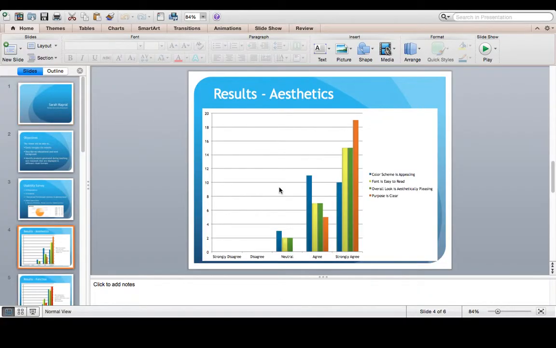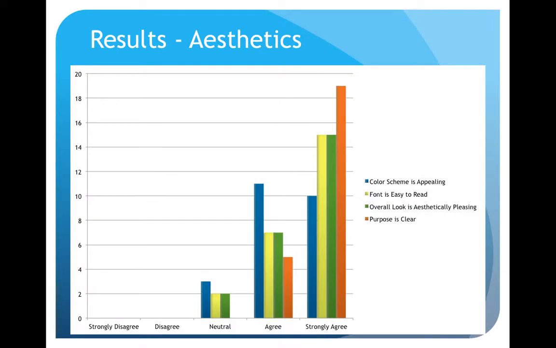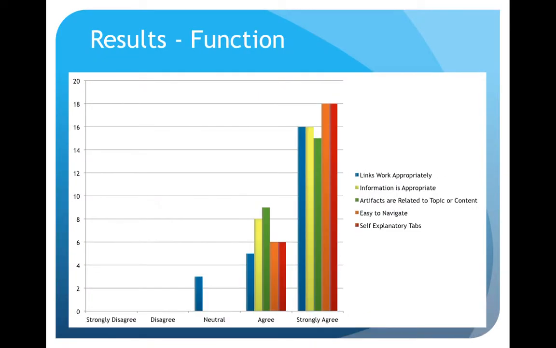The next section that I got feedback on was on function. The questions that I asked were, do the links work appropriately? Is the information appropriate? Are the artifacts related to the topic or the content? Is it easy to navigate? And are the tabs self-explanatory? Again, I got a lot of positive feedback, a couple of neutral responses on the links working appropriately.